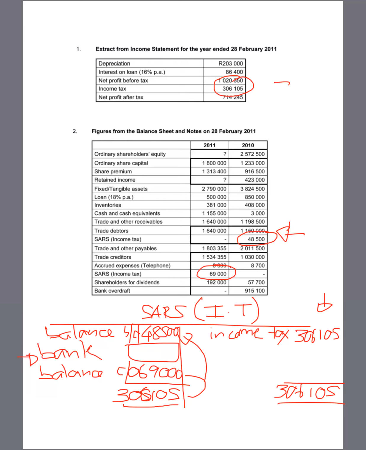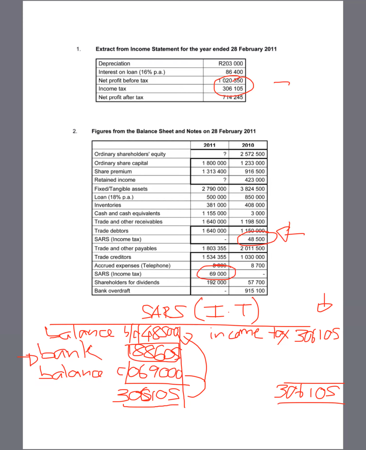Let me do this. So the 105 minus 69,000 minus 48,500 gives 188,605. Yes, 188,605. And that's the amount I'm looking for. That's my income tax paid.